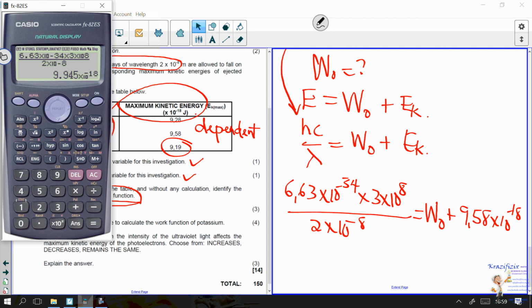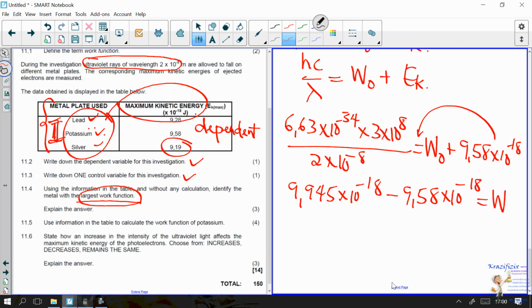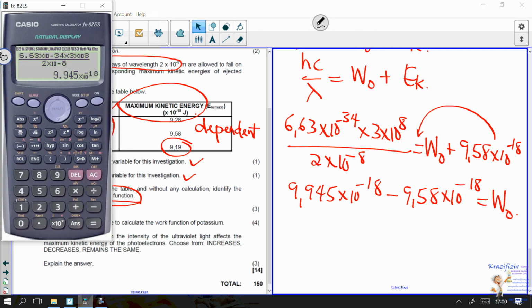Please do not round off. 9,945 times 10 to the power negative 18. If I bring this over, it becomes 9,58 times 10 to the power negative 18. And that's your work function. All right, so let's go subtract quickly. And you are done with that question.